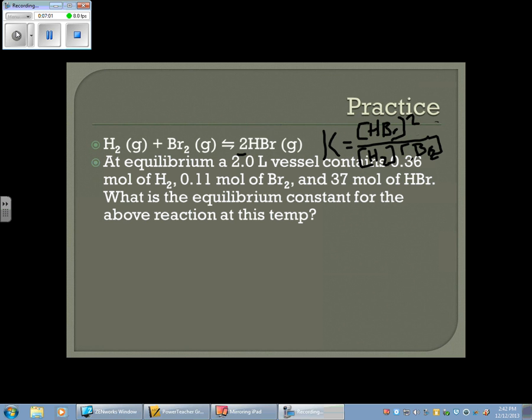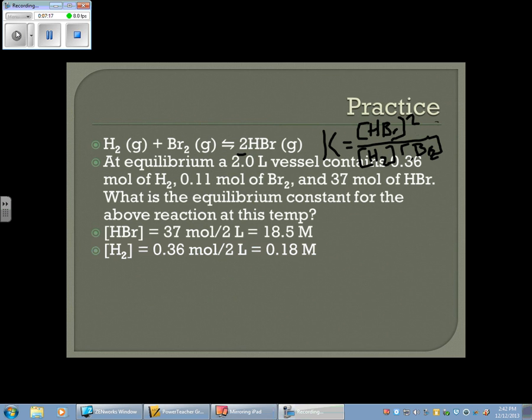So first, let's talk about HBr. You take your 37 moles and divide it by your 2 liters, because the reaction vessel is a 2-liter reaction vessel, and we get 18.5 molar. H2 is 0.36 moles divided by 2 liters, so 0.18 molar. And bromine is 0.11 moles divided by 2 liters to give me 0.055 molar.